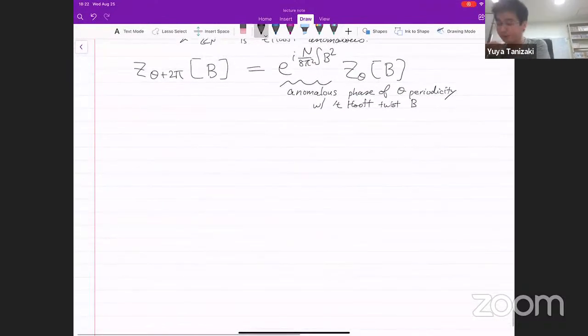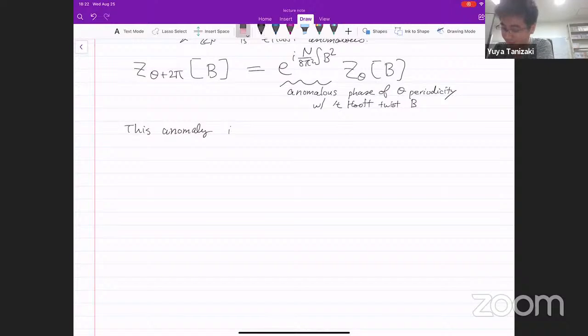And I want to claim that this anomaly, found by Gaiotto, Kapustin, Komargodski and Seiberg, still survives after 2D compactification with 't Hooft flux.